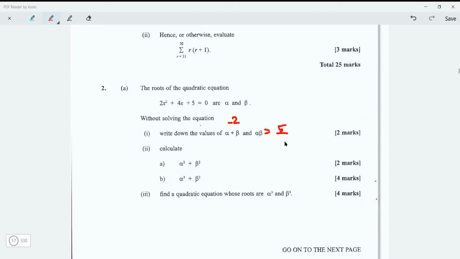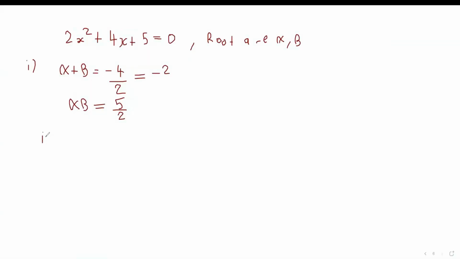All right, so we get 2 marks already. Now it wants alpha squared plus beta squared. Now alpha squared plus beta squared is given by one easy formula you need to remember. Alpha squared plus beta squared is equal to alpha plus beta all square minus 2 alpha beta. You have to remember this formula.